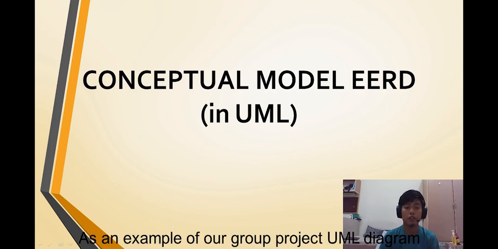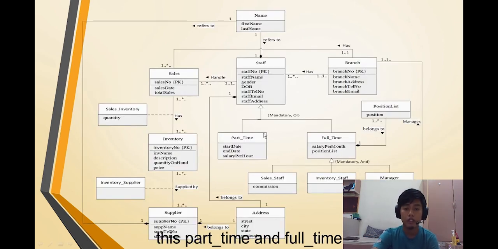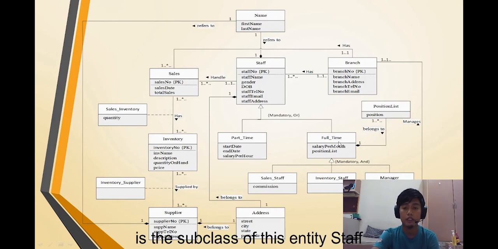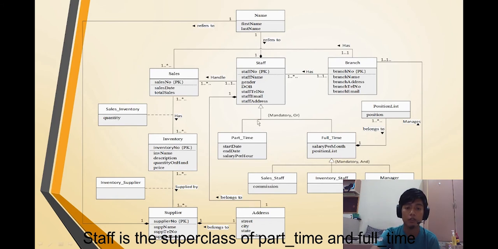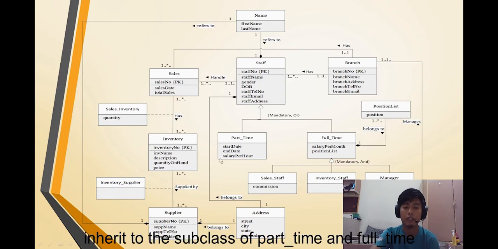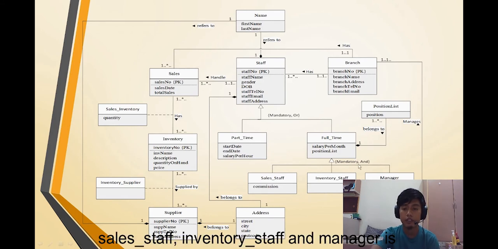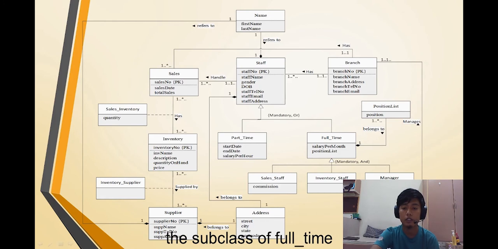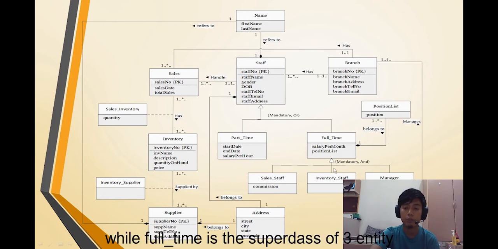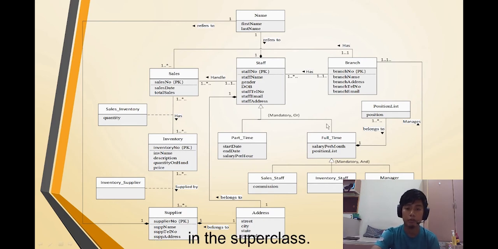As an example from our project diagram, you can see here that part-time and full-time are the subclasses of the entity staff. Staff is the superclass of part-time and full-time. All the attributes in the superclass will be inherited by the subclasses part-time and full-time. We can also see that sales staff, inventory staff, and manager are subclasses of full-time, while full-time is a superclass of these three entities. They will also inherit all the attributes in the superclass.